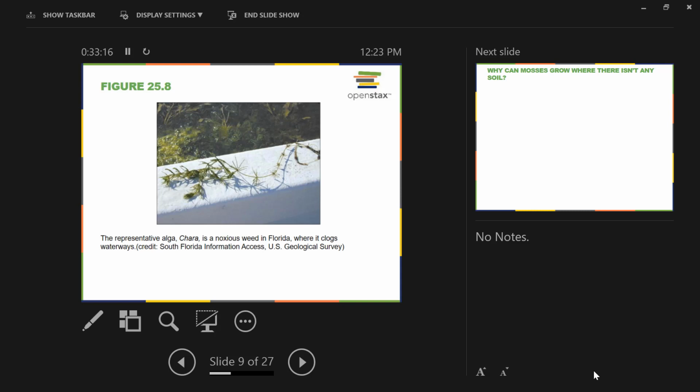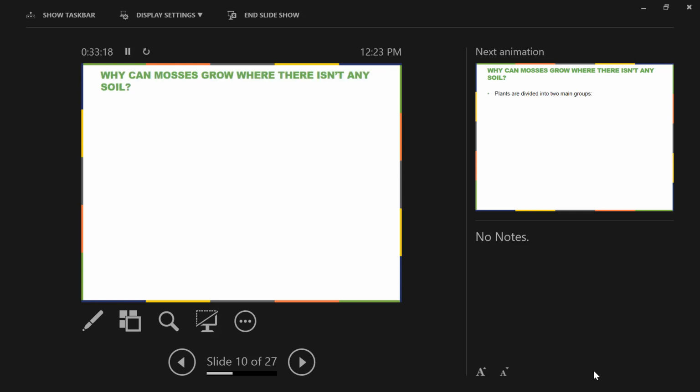All right, we did it. We made it to the third question. So why can mosses grow where there isn't any soil? In order to answer this, we need to talk a little bit about how we classify plants.